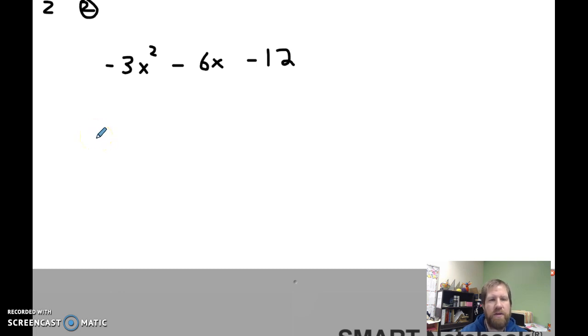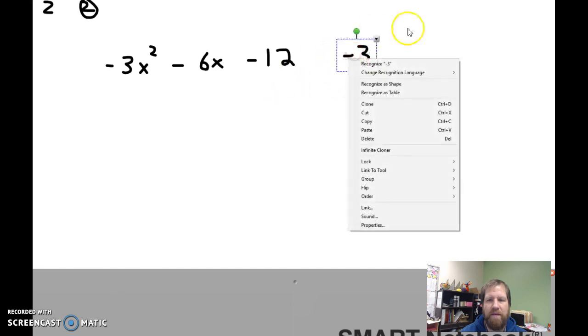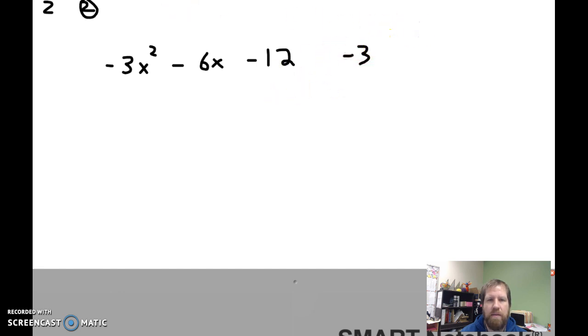If you can recognize what the greatest common factor is, my greatest common factor in this case is going to be a negative 3. I'm going to pull out that negative because it's going to make the rest of my trinomial a lot cleaner. So if I pull out negative 3, I'm left with x squared.